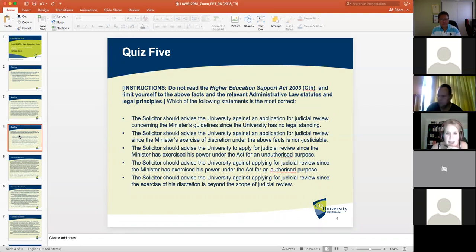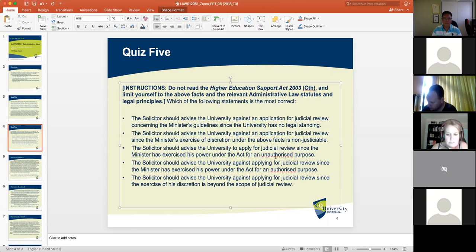A, the solicitor should advise the university against an application for judicial review concerning the minister's guidelines, since the university has no legal standing. B, the solicitor should advise the university against an application for judicial review, since the minister's exercise of discretion under the above facts is non-justiciable. C, the solicitor should advise the university to apply for judicial review, since the minister has exercised his powers under the Act for an unauthorised purpose. D, the solicitor should advise the university against applying for judicial review, since the minister has exercised his power under the Act for an authorised purpose.